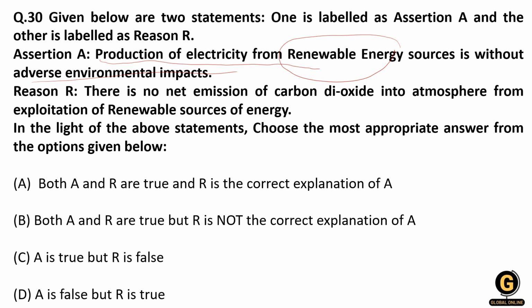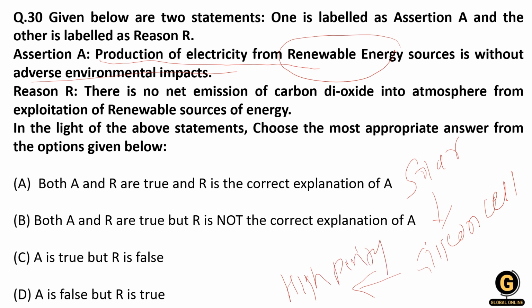In the production of electricity from renewable energy, they use sources directly from nature, like sunlight, water or wind, right? But for making a solar panel, we need a silicon cell. Remember, for making this silicon cell we need a large amount of very high purity water, which in turn is used for solar energy. So there is an environmental impact.